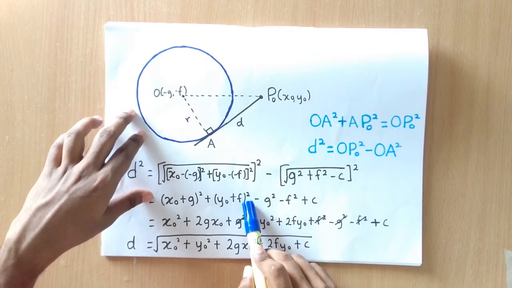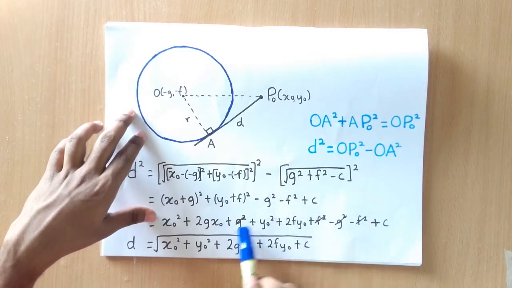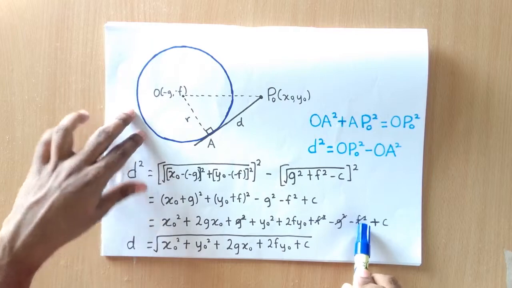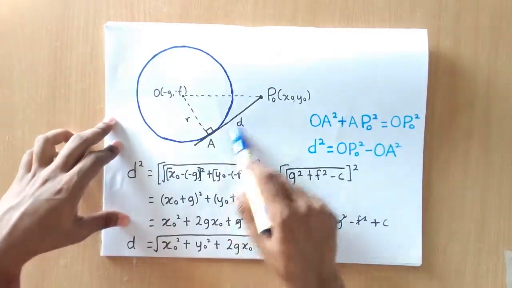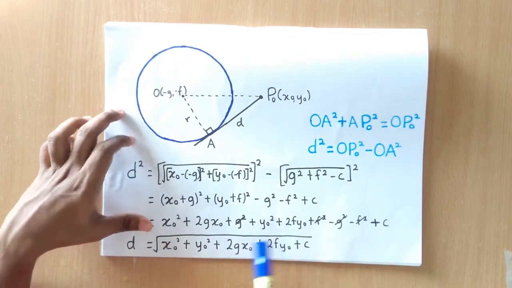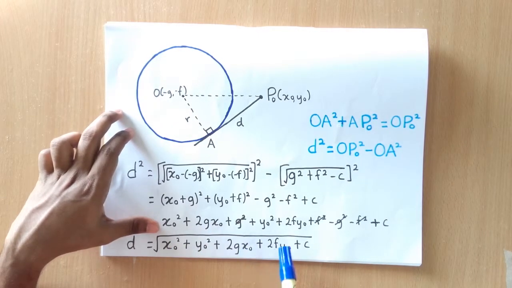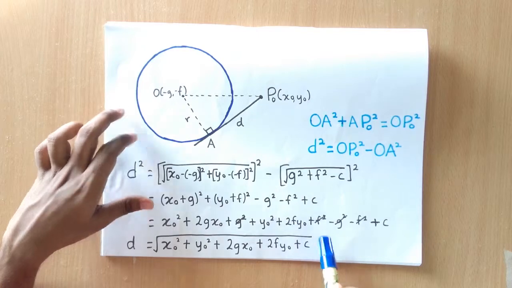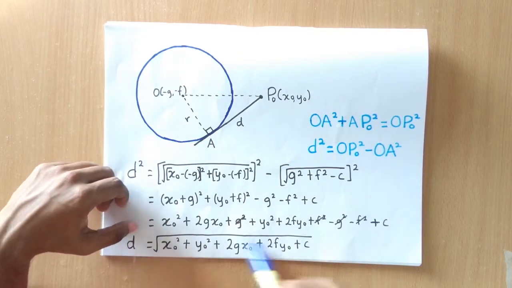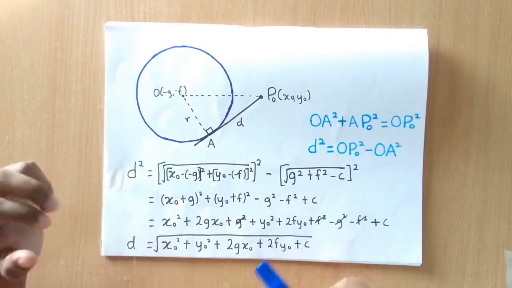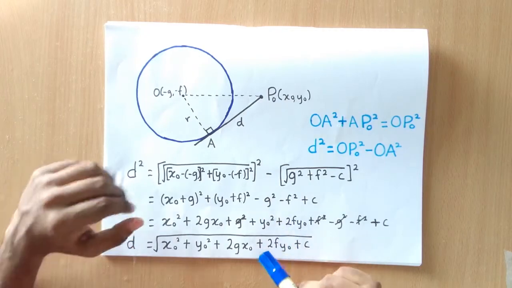When we open these brackets and simplify, G squared and F squared get cancelled off and finally we get the distance D equals the square root of X0 squared plus Y0 squared plus 2GX0 plus 2FY0 plus C. This formula can be used directly in your exams. To get a better understanding, let's work out an example.